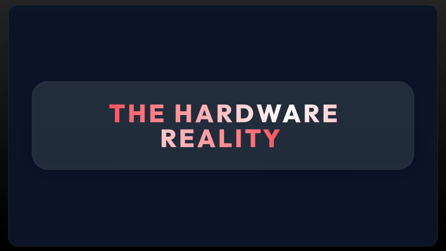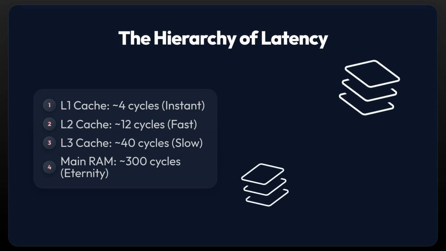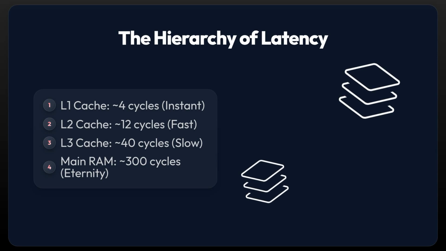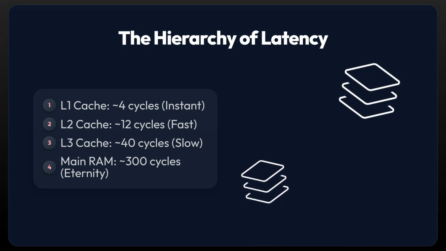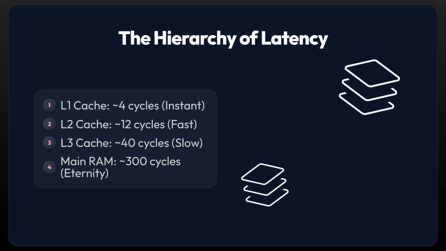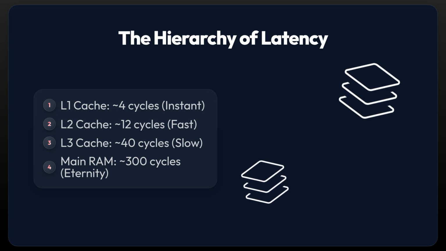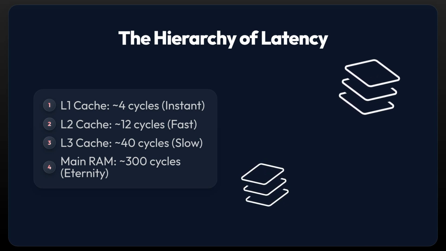This is where the theoretical advantages of linked lists often collapse. Modern computing is defined by the memory wall. The CPU is incredibly fast, but it spends most of its time waiting for data. Accessing the L1 cache takes 4 cycles. Accessing main RAM takes 300. Every time you miss the cache, your CPU stalls for an eternity.